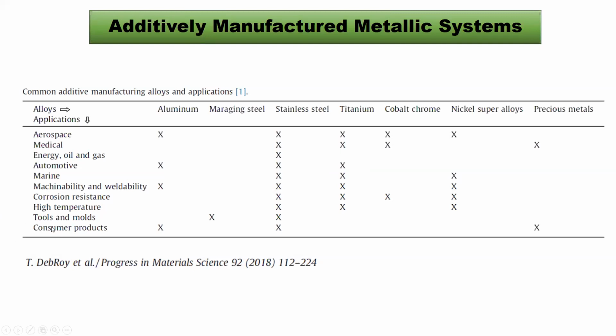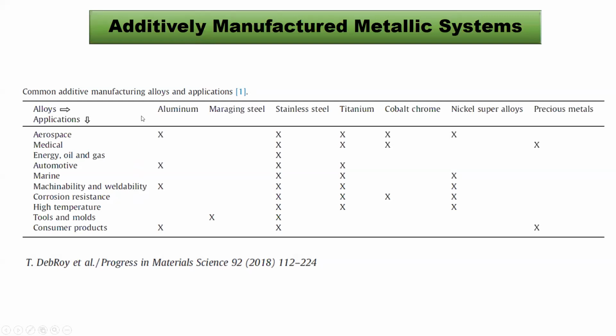So even tools and molds which are made of very hard materials, which are difficult to machine by conventional processes, there are ways by which we can make these components, based on tool steel or any other materials primarily used for tools, by additive manufacturing.